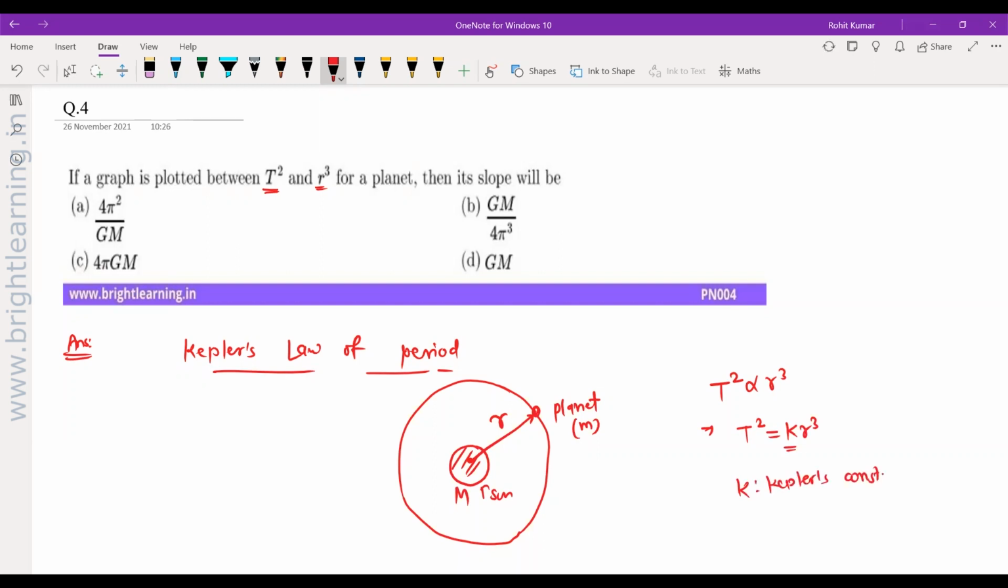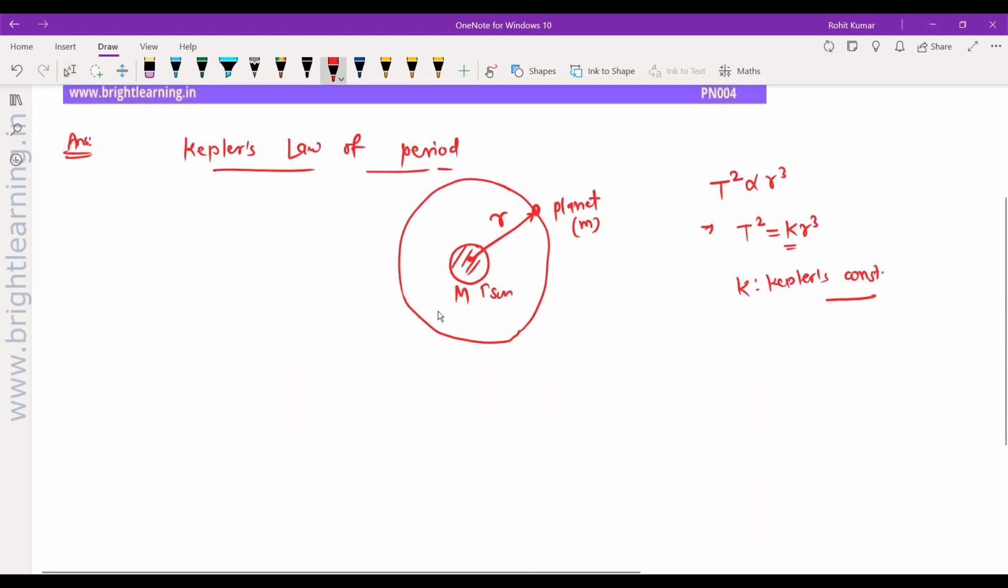Okay. So what we can do here is, if we are assuming that the planet is moving in a circular path, we can say that its speed should remain constant. So I can say that the gravitational pull of the sun will act as a centripetal force, and using this concept we can find the velocity or speed of the planet.